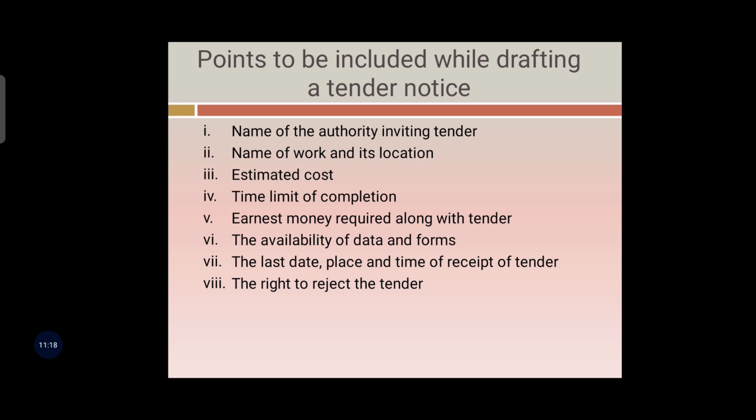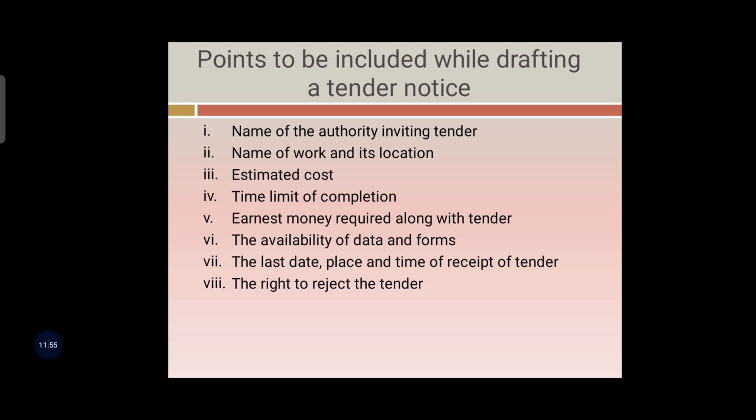Then the availability of data and forms. Complete information regarding the place and the form, the blank tenders and other data available should be mentioned. The last date, place and time of receipt of the tender. All these facts should be mentioned in the text. That is your last date, what time and what place the tender has to be opened or accepted. These are the facts you have to write.